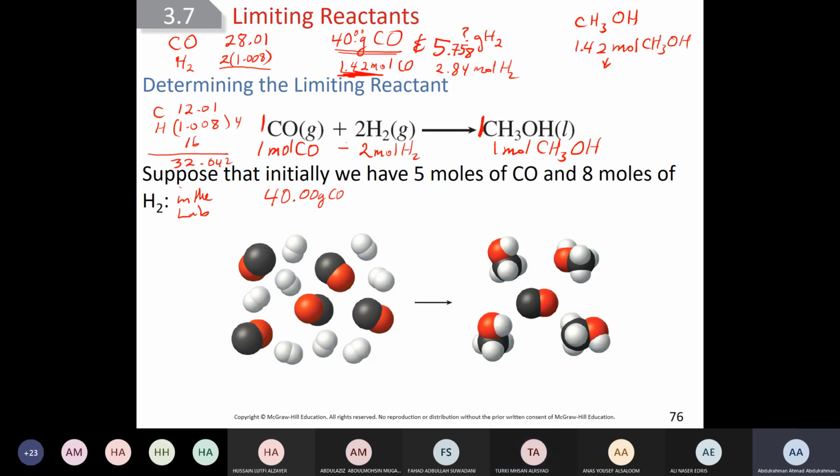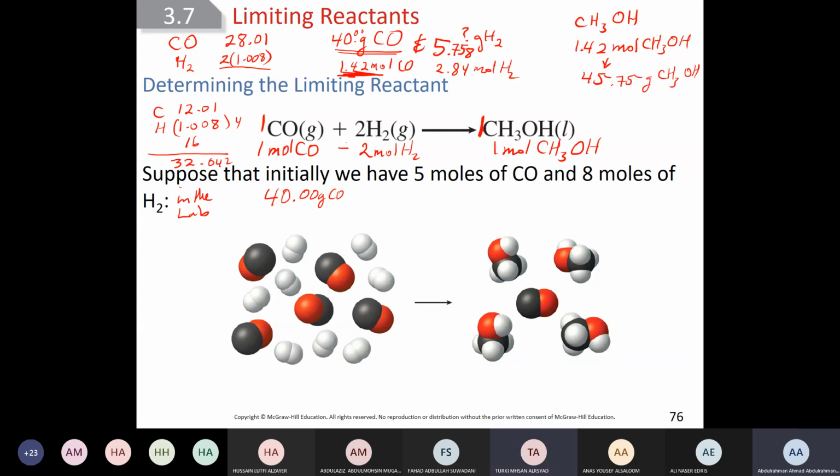Now change the 1.42 into mole. Yes, go ahead, give me the answer. It will be 45.75 gram CH3OH. Is this clear? You have to relate things by mole.